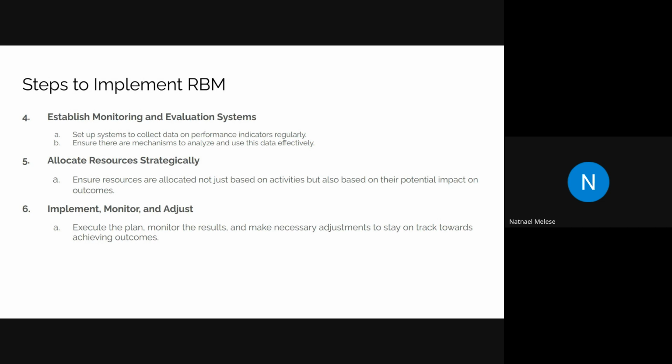In this step, you have to collect the data and also ensure there are mechanisms to analyze and use the data effectively. So you have to know what to monitor and also how to evaluate. And the next is to allocate resources strategically. You have to ensure resources are allocated, but not just based on activities. You also have to allocate resources based on their potential impact.